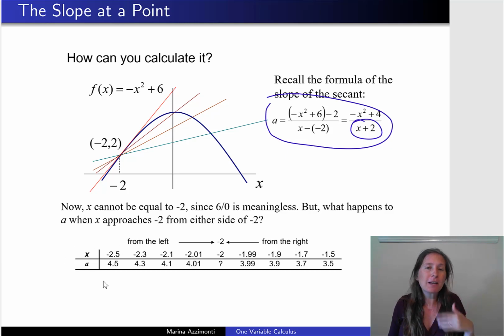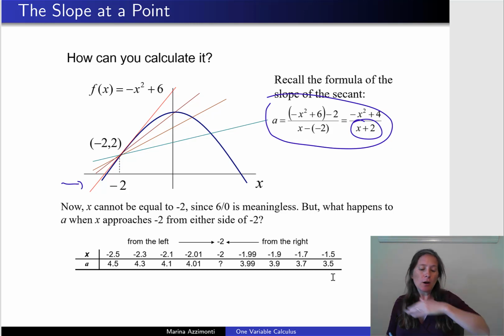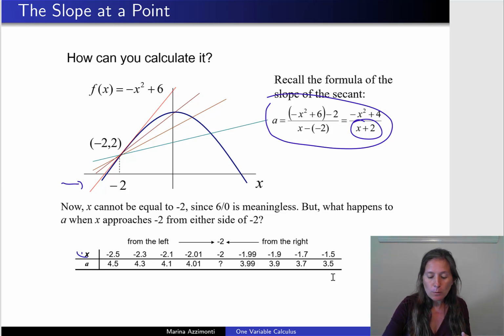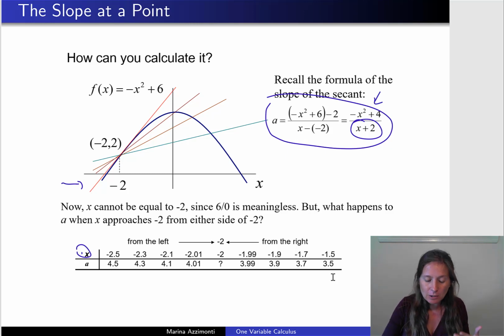In this specific example, I'm showing it to you with numbers, and then we are going to look at it with equations. We can do this approximation either from the left or from the right. So let's say that we are moving from left to right. As we move x from minus 2.5 all the way to minus 2, which is the point that we are interested in, and we plug that into this formula, we can find that the slope is changing. At minus 2.5, the slope, which is the slope of the secant, actually not of the tangent, is 4.5. At minus 2.3, the slope is 4.3.